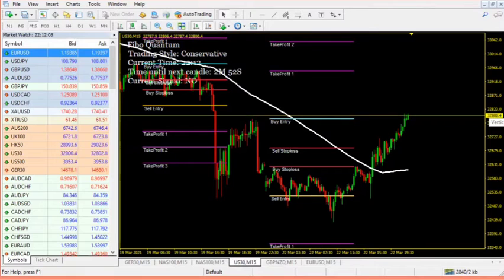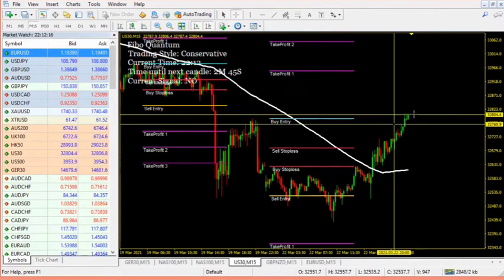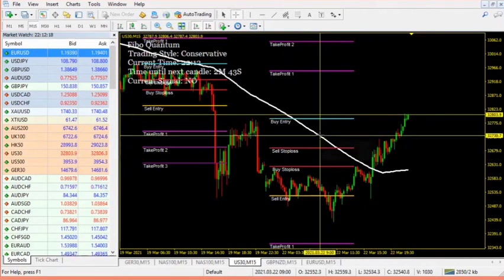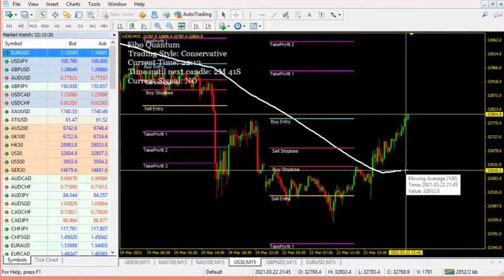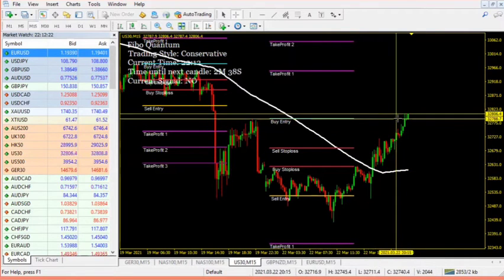All right. But the market is going to slow down because we're going into the Asian session. But this is what a potential buy trade would look like. You can see the price right now is above the 100-period moving average. And then it already reached the buy price. That's actually where you'd be taking a buy.